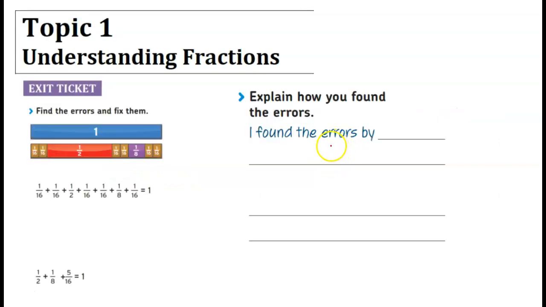And then there's an exit ticket for this topic. So it says find the error and fix them. So here's a picture, 1/16, 1/16, 1/2, and the rest, and they write it out, right? It seems to be matching for the most part. And then here's their response, right? So see what error you can find. Maybe they're missing a fraction in the equation. Maybe they wrote something incorrectly. Maybe they combined unlike fractions. So take a look at that and see what errors you would find and how you would fix them. We'll see you back here for topic 2's video.